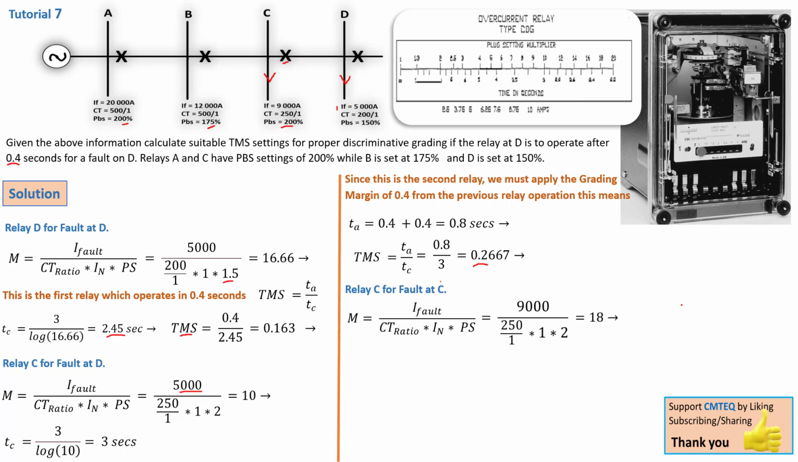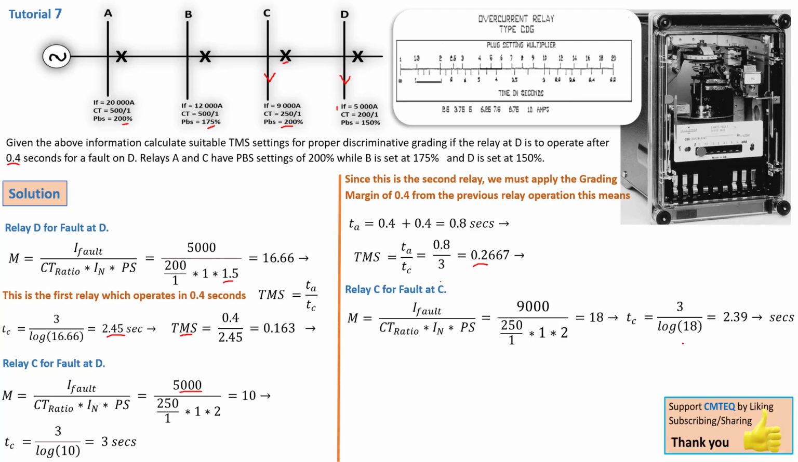So that's going to be 9,000 divided by 200 over 1 times 2, and that gives us 18. And from here we can calculate TC, and TC is 3 over log of 18, and that gives us 2.3 seconds. That is the tripping time of this relay. Now that we've got TC, the only parameter now missing for this relay is the actual time.